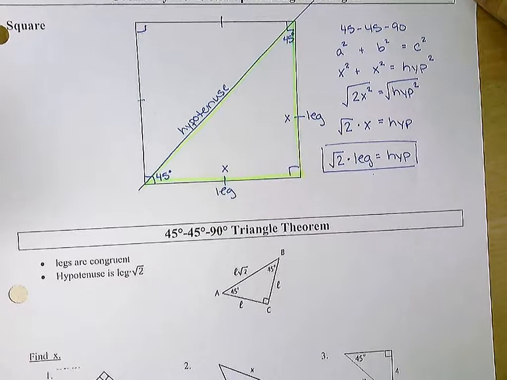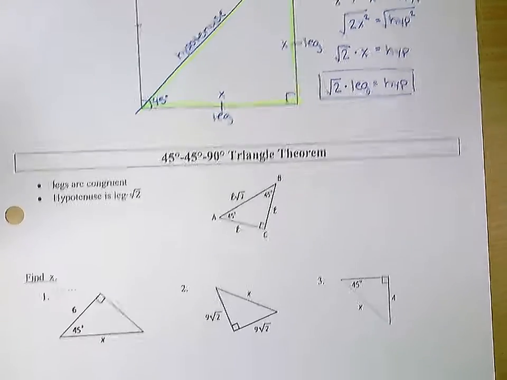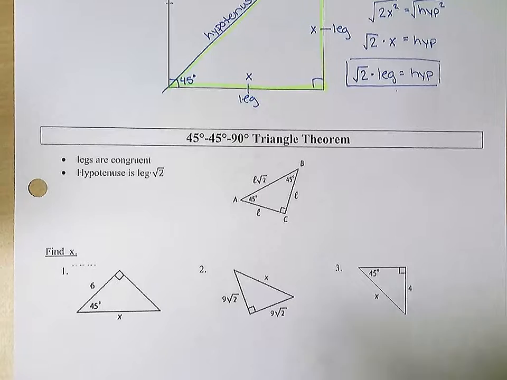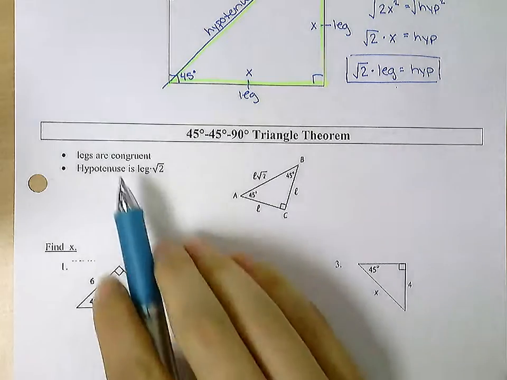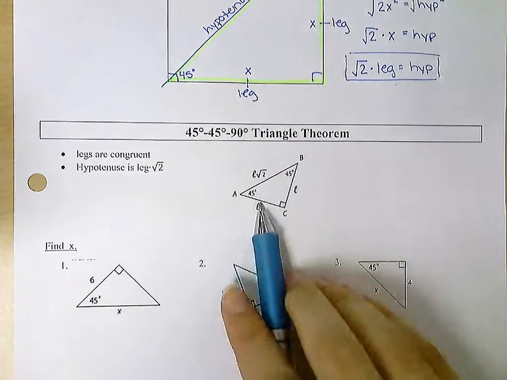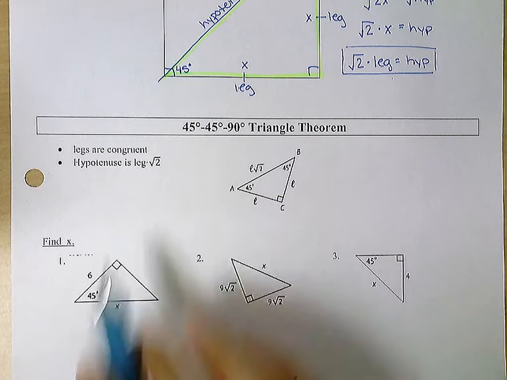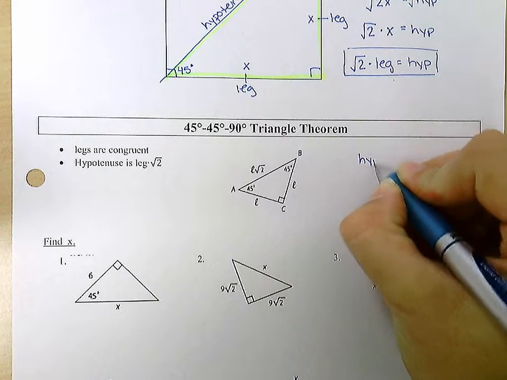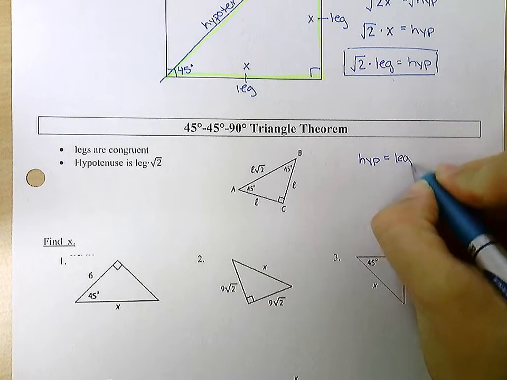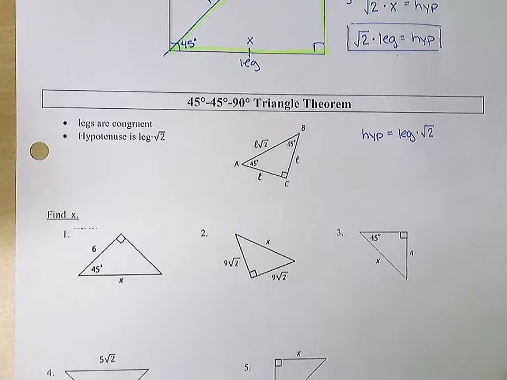Questions before I go on here? We'll do some examples using that rule. Okay, so these are special right triangles. This is a 45, 45, 90. Your legs in your triangle are congruent to each other. So if you're given one of the legs is 4, that means the other is 4. And then your hypotenuse is equal to a leg times the square root of 2. So again, our rule is hypotenuse is equal to our leg times the square root of 2. So we're going to do some examples using that rule.